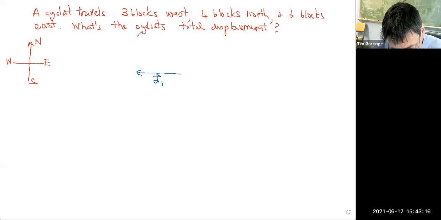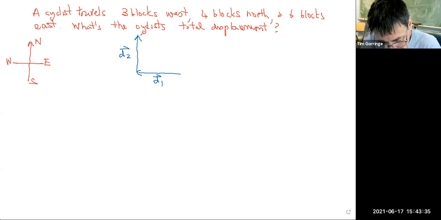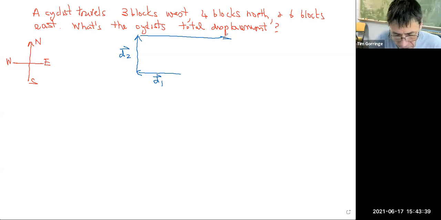Then there's the second stage of the trip. That's to the north. It's 4 blocks to the north, and I'm going to call that vector displacement 2. Again, not very original. And then finally, there's the third stage of the trip, and that's to the east, to the right here, and that is called displacement vector number 3.